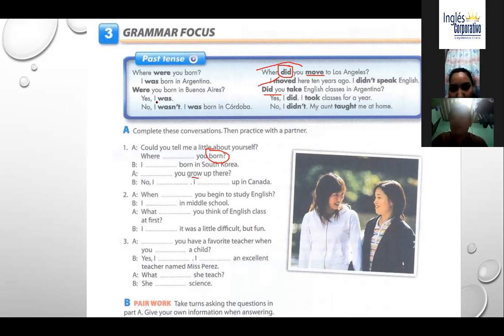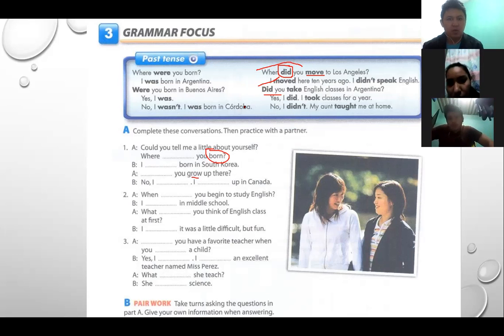Who wants B? Adriana, do you want to be A or B? Adriana, go ahead, please. If you want, I can start. Could you tell me a little about yourself? Where were you born? Hi, Adriana. I was born in San Salvador.